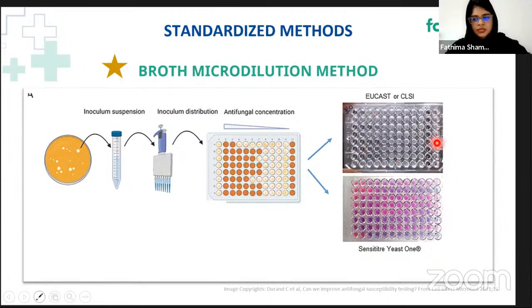Now MIC is the minimum inhibitory concentration, which is the lowest concentration of antifungal agent that inhibits fungal growth. The Clinical and Laboratory Standards Institute, I'm sure most of us know this, CLSI, has developed a standardized broth microdilution method for yeast and filamentous fungi. The MIC clinical breakpoint values for systemically active antifungal agents, the interpretive breakpoints, all these values, we have the reference already from the CLSI. So based on this, we determine whether it is resistant or susceptible.